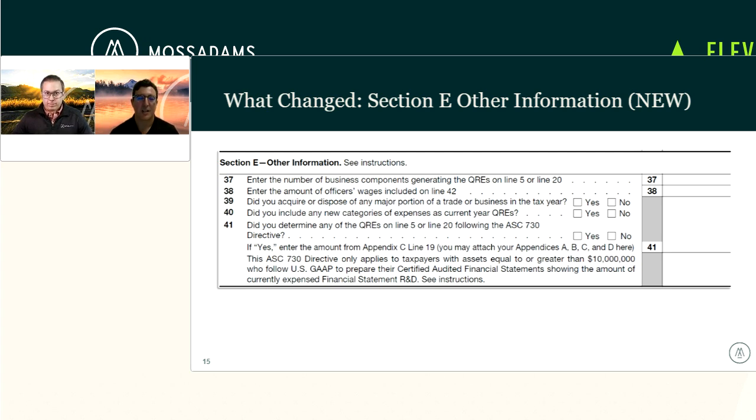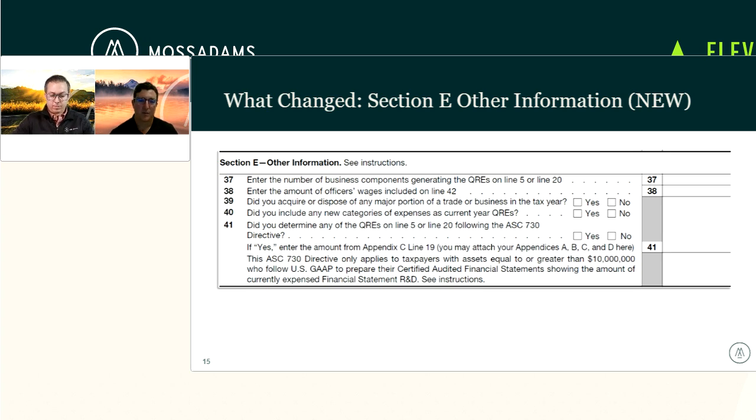Line 39 asks a yes/no question as to whether you acquired or disposed of any major portion of a trade or business in the year. However, it's again slightly misleading because if you look at the instructions, you would only answer yes if there are QREs reported on line 48 related to an acquisition or disposition. Otherwise, you would check no.